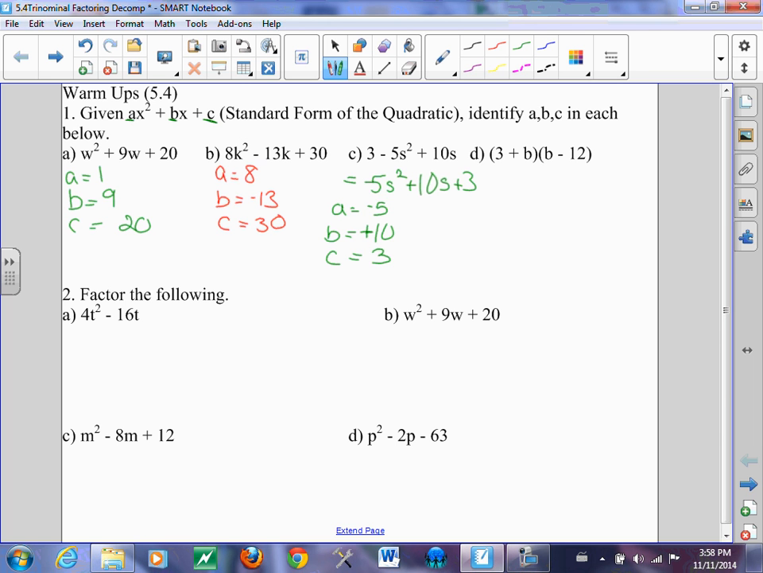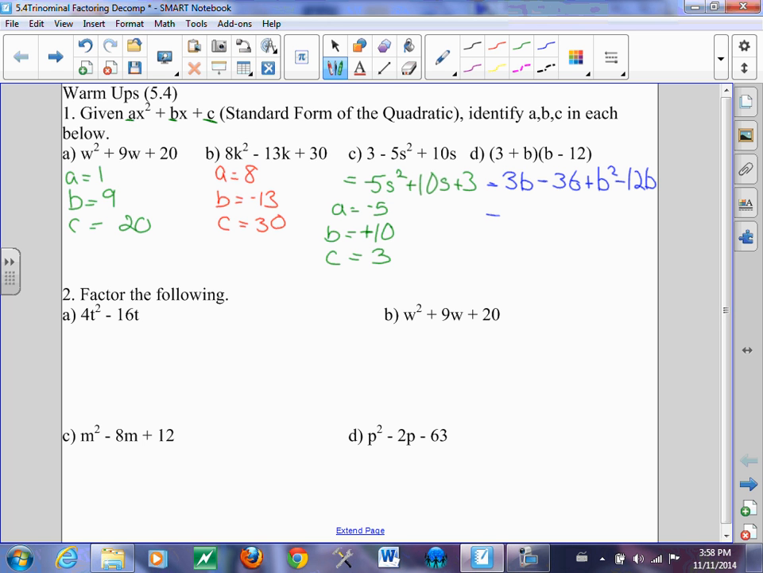All right. Last question. It's a little harder. We don't have it in standard form at all. Actually, it's in factored form. So we need to expand by doing FOIL. So first, it's going to be 3b times b. Outside is going to be minus 36. Inside is going to be plus b squared. And last is going to be minus 12b.